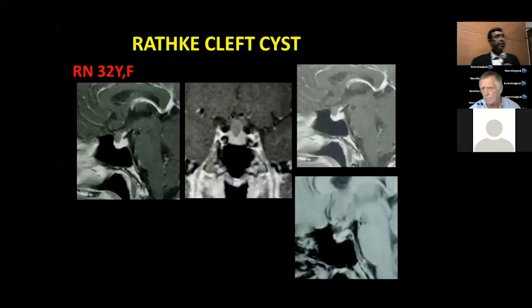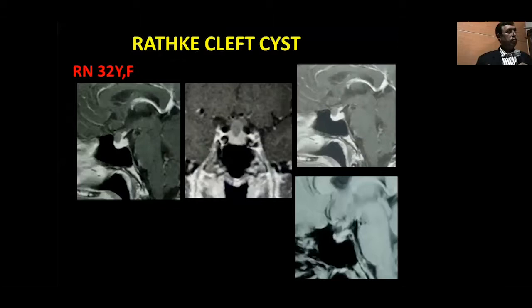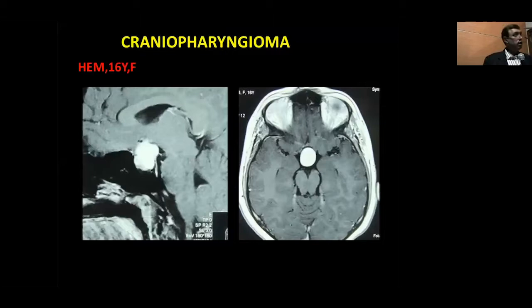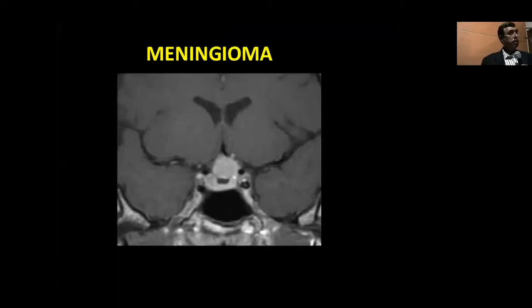Rathke's cleft cyst. Look at this. Again, this patient was presented under this roof about a few months ago. You can see the stalk and you can see the Rathke. I put you the preoperative and the postoperative. Craniopharyngioma, again, patient of mine, 16 year old. Meningioma. Optic glioma, as you mentioned.